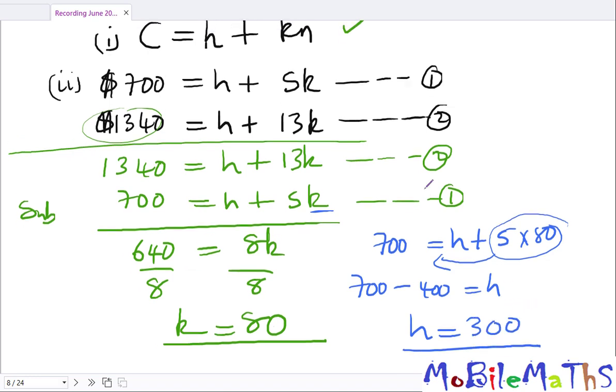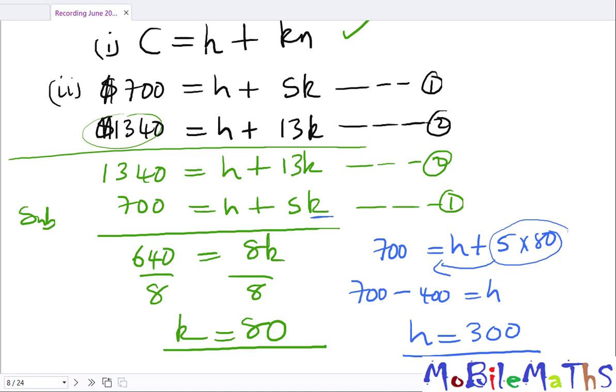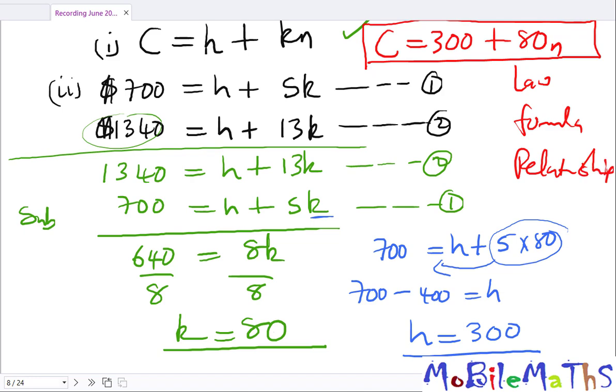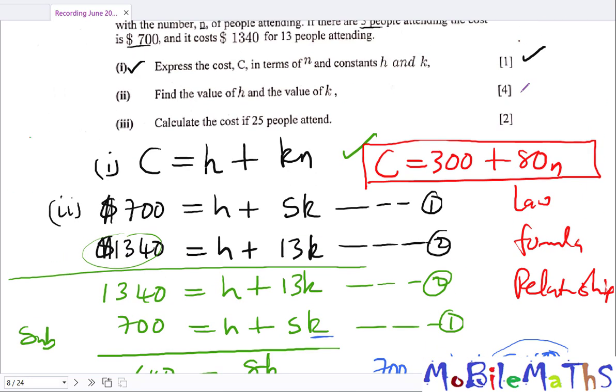Now I can rewrite my equation that connects h, k, n, and c. It's going to be C is equal to 300 plus 80n. So this is the relationship, or formula. Sometimes we can say law, we can say formula, we can say relationship. All those words are used to describe this.